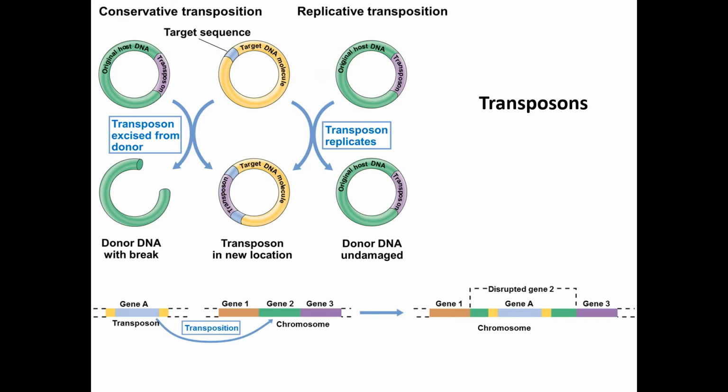All right, so you have two different types of transposition: conservative transposition and replicative transposition. In conservative transposition, you have host cell DNA, you have a transposon, you have a target DNA molecule, and you have a target sequence. In this case, your little bitty transposon will excise itself and attach itself to the target sequence in the DNA molecule. So you could be going from host chromosomal DNA to a plasmid, or plasmid to host chromosomal DNA, or different parts of a plasmid or different parts of host cell DNA.